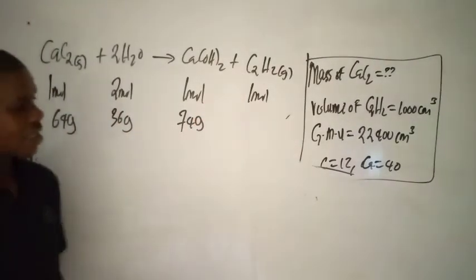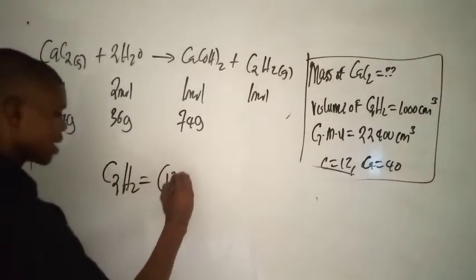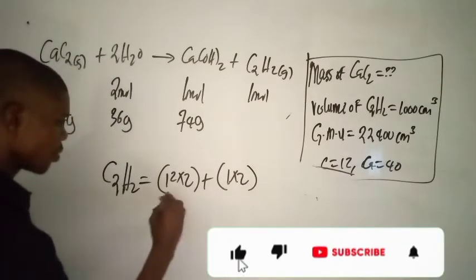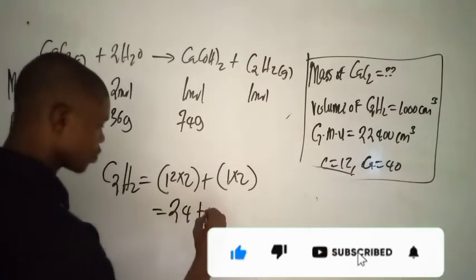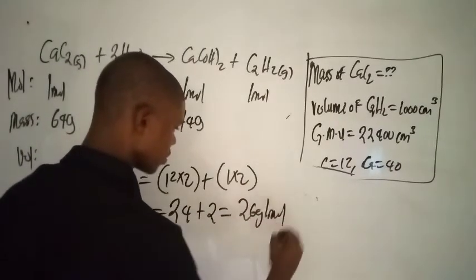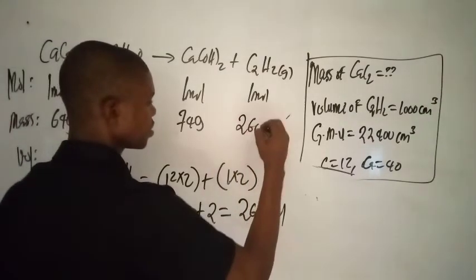So here we have acetylene gas, which is C2H2. Here we have 12 times 2 plus 1 times 2, right? So then we're going to get 24 plus 2, which is going to be 26 grams. So for every 1 mole, I have 26 grams.